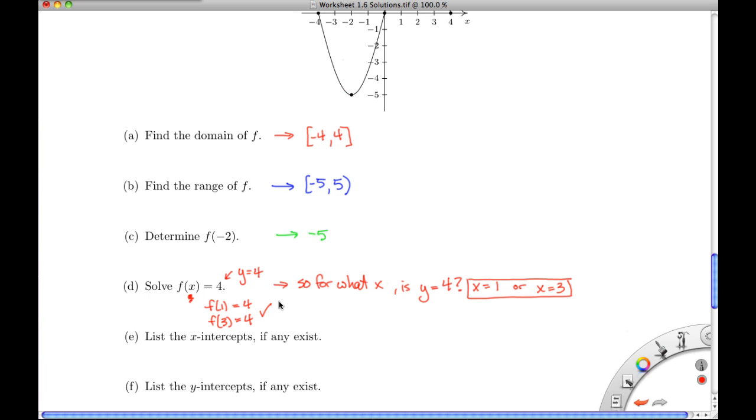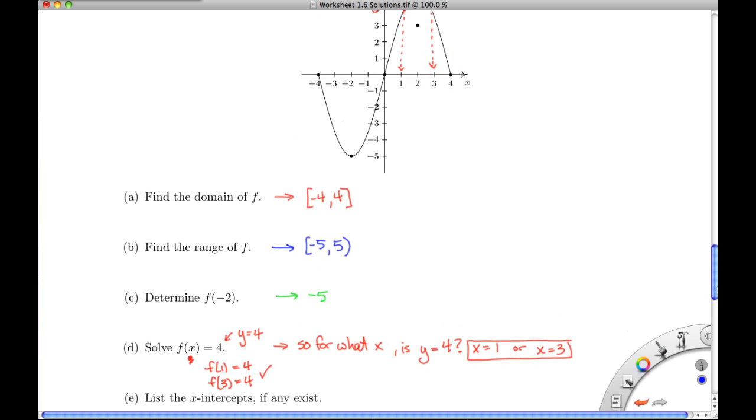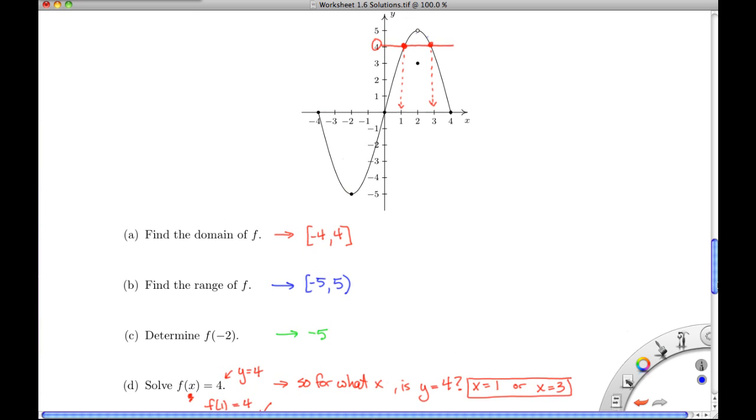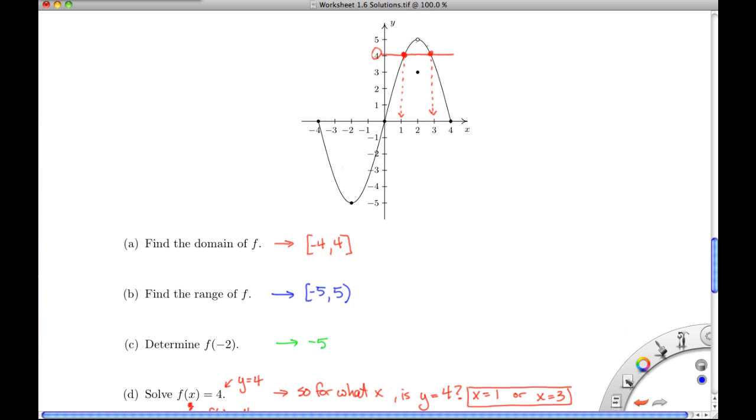Okay, so next we're asked to find the x-intercepts, if they exist. So we want to know, when does this curve hit the x-axis? All right, so let's clean this up. So we're looking for our spots along the x-axis where this curve is going to cross. And we can see this happen, it looks like at 3 different places. So one right here, one right here, and one right here. This is where we're hitting the x-axis.